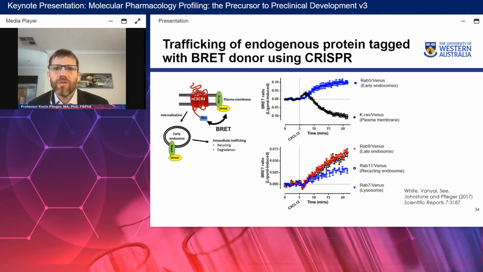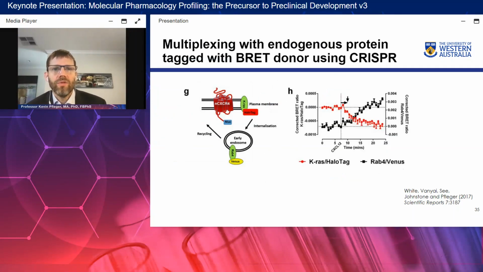We then have proximity to RAB9 labeled with Venus as it goes into the late endosome, RAB11 Venus in the black open circles here underneath the red, and then with the blue upside down triangles, we have the RAB7 Venus as we get translocation to the lysosome. So just illustrating that you can perform this trafficking assay with the endogenous protein tagged with the BRET donor Nluc.